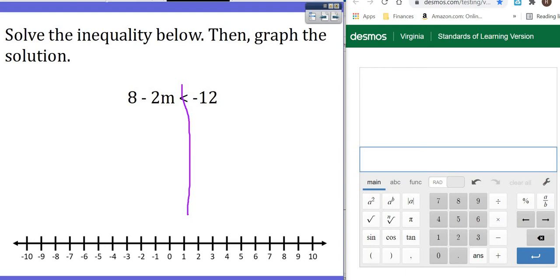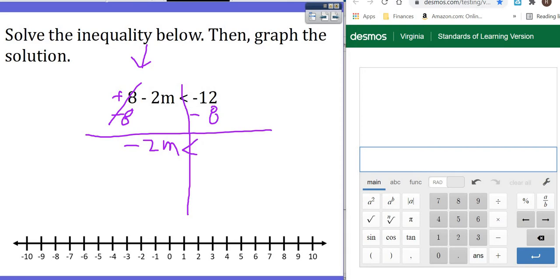8 minus 2m is less than negative 12. So I know I have to start working on this side of the inequality. So I have to get rid of this 8. I know that's a positive 8. So to get rid of it, I have to subtract 8 on each side, which cancels. I end up with negative 2m is less than, and if I do negative 12, whoopsie, I didn't do that right, minus 8, that gives me negative 20.